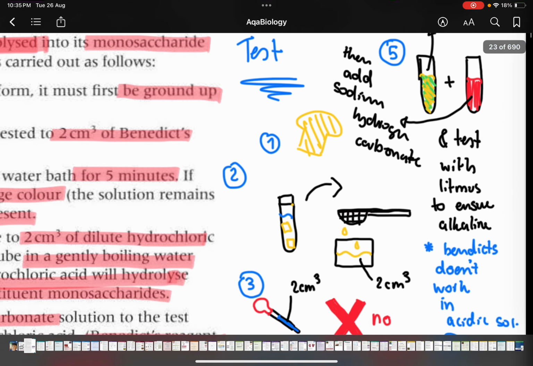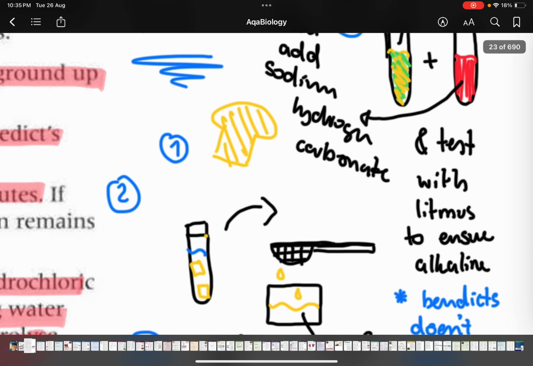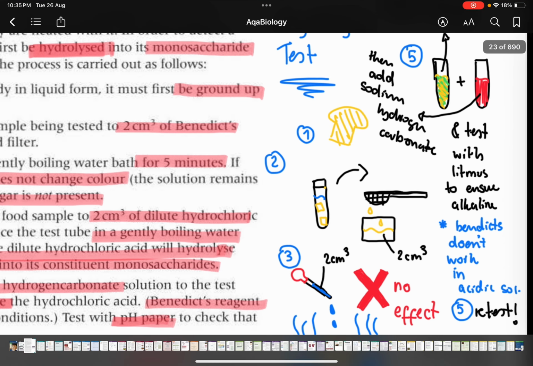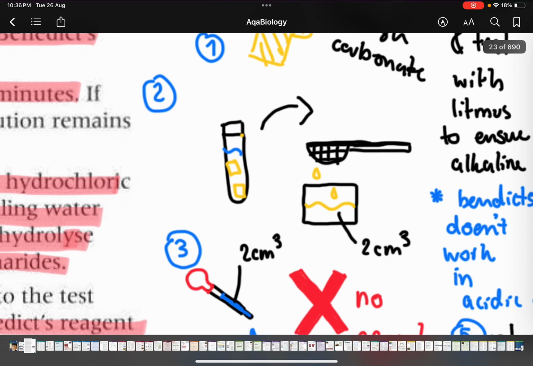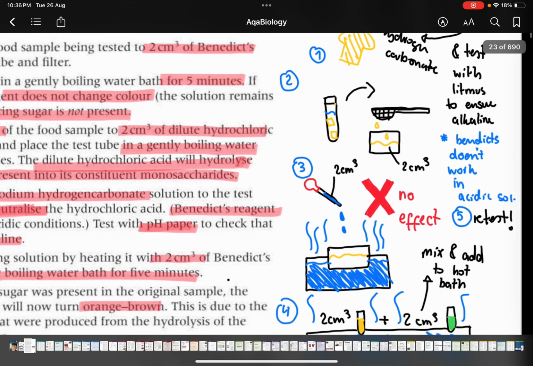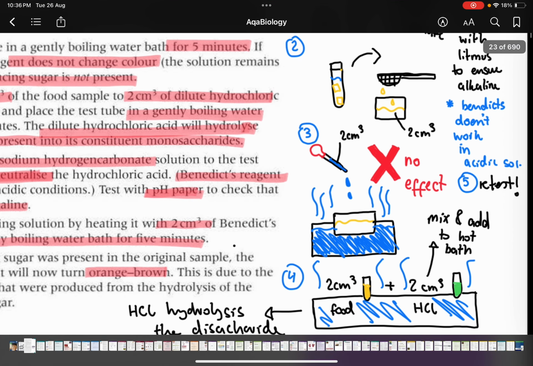So step 1 is you grab your food sample. In this case, I have bread, which is really random, but you're not going to have bread. In case it's a solid, mash it up, put it in a little sieve, obtain 2 centimeter cubes of the sample, add it to 2 centimeter cubes of Benedict's reagent in a boiling hot water bath. No effect means it's a non-reducing sugar. By no effect, I mean no color change.